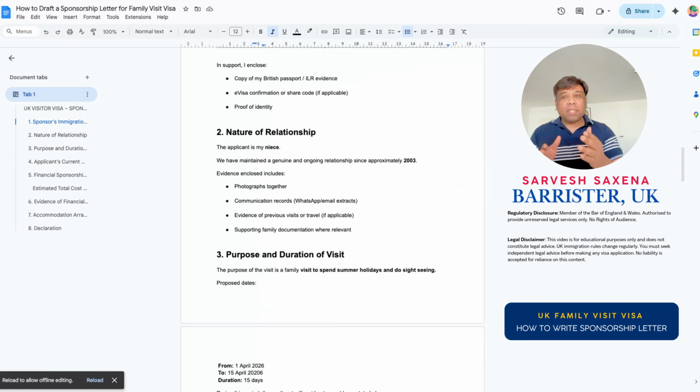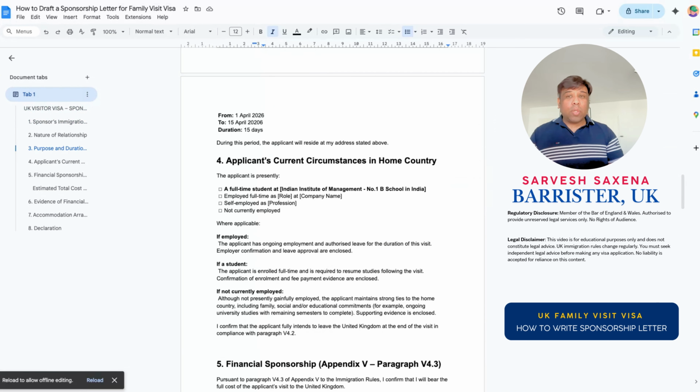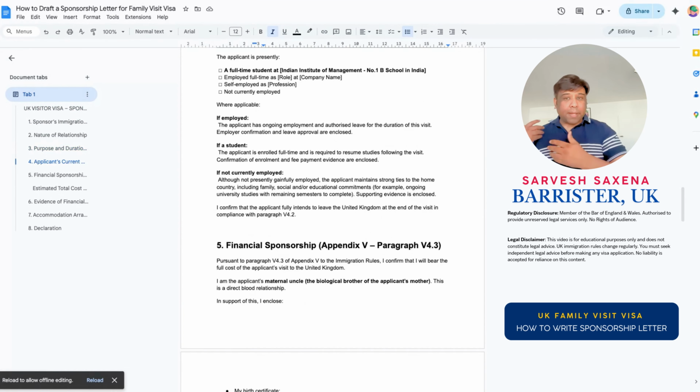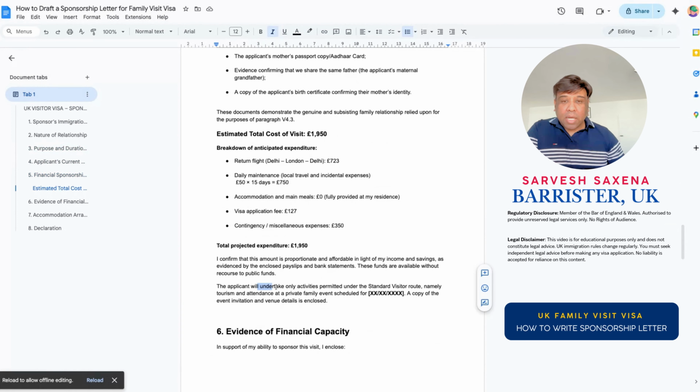I mean, there is a certain level of study that is allowed, like English speaking course, but usually you are not supposed to undertake prohibited activities to work. Certain paid engagements are allowed, but that is not relevant to this application. So I'm not going to discuss. But prohibited activities, they just want to make sure that you come, watch the place, travel, spend some money, then go back. Okay. So that's why you have mentioned here will undertake only permitted activities.